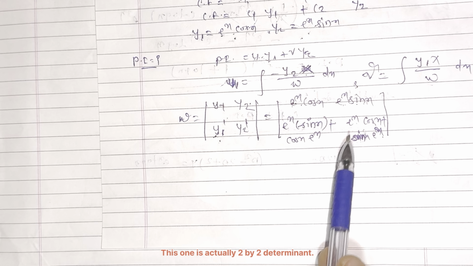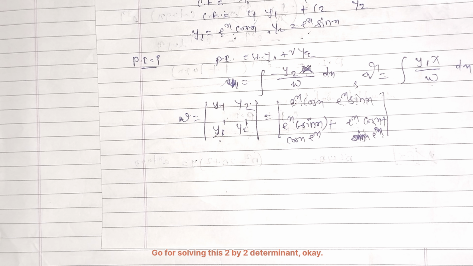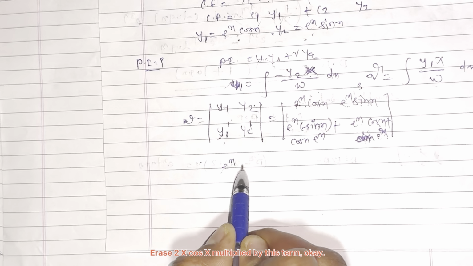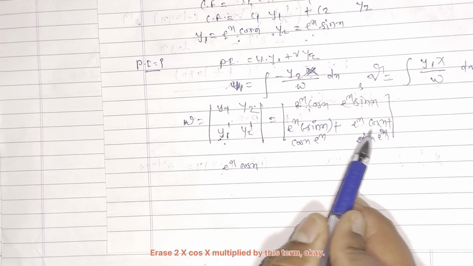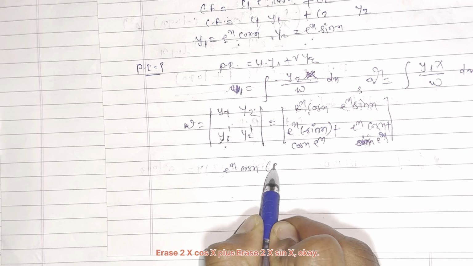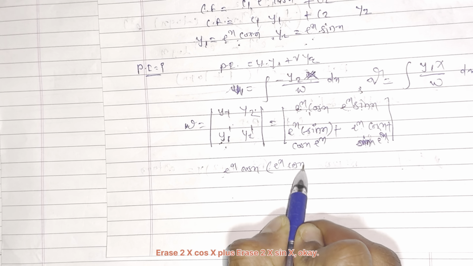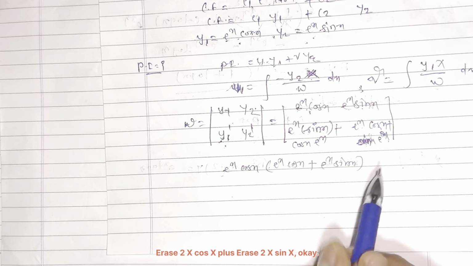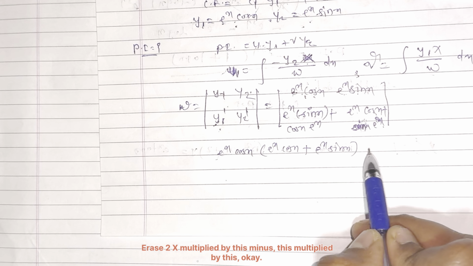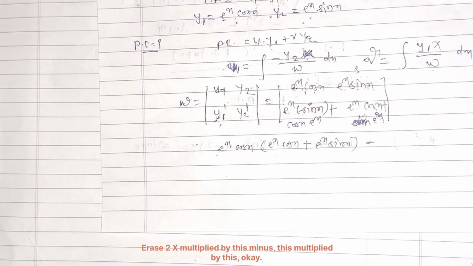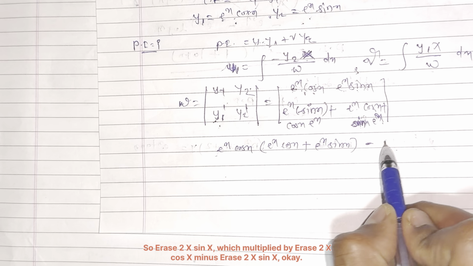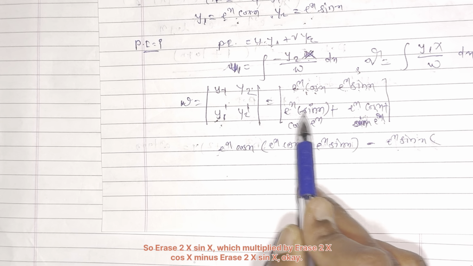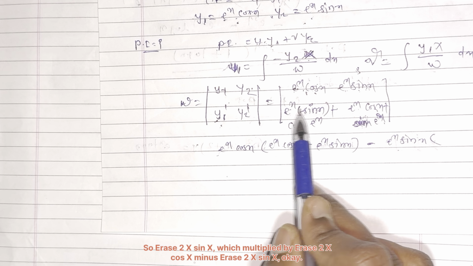This one is the actual 2 by 2 determinant. Go for solving this 2 by 2 determinant. e raised to x cos x multiplied by this term, e raised to x cos x plus e raised to x sin x. This multiplied by this, minus this multiplied by this. So e raised to x sin x multiplied by e raised to x cos x minus e raised to x sin x.